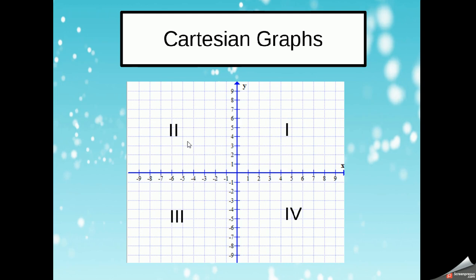The quadrants then we name 1 to 4. It starts up in the top right. That's the first quadrant where both x and y are positive. And then you work your way around anti-clockwise. So where both x and y are negative would be the third quadrant.